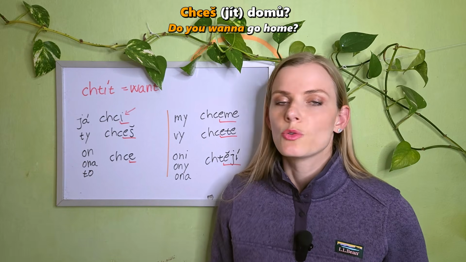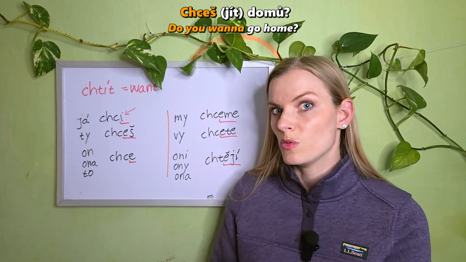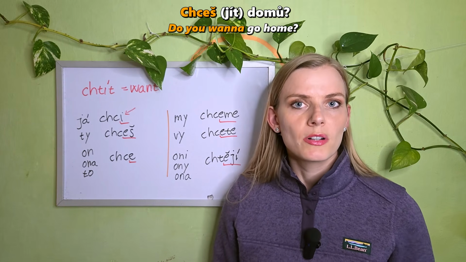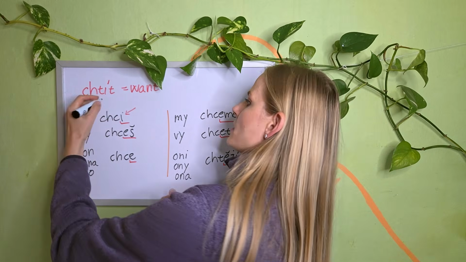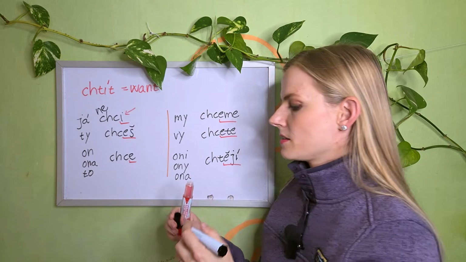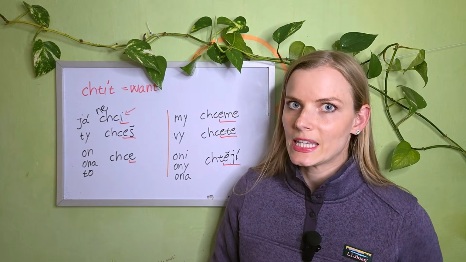Chceš domů? Do you want to go home? Chceš jít domů? Chceš domů is more typical in spoken Czech. And of course, the negative form is like this. Nothing strange about it. Nechci, nechci.